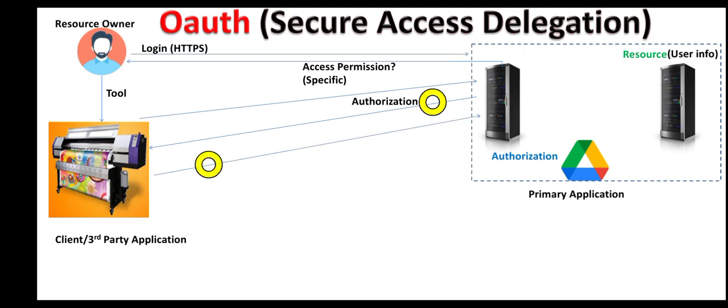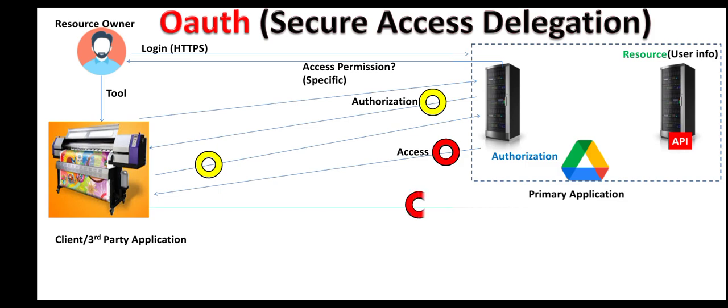Later on, the third-party application will approach the authorization server with the same authorization token, asking for an access token to an API on the resource server, so that the third-party application can print out the user's pictures hosted on the resource server using the API of the resource server. So the authorization server will provide the access token to the third-party application, and then the third-party application will approach the resource server API with the access token.